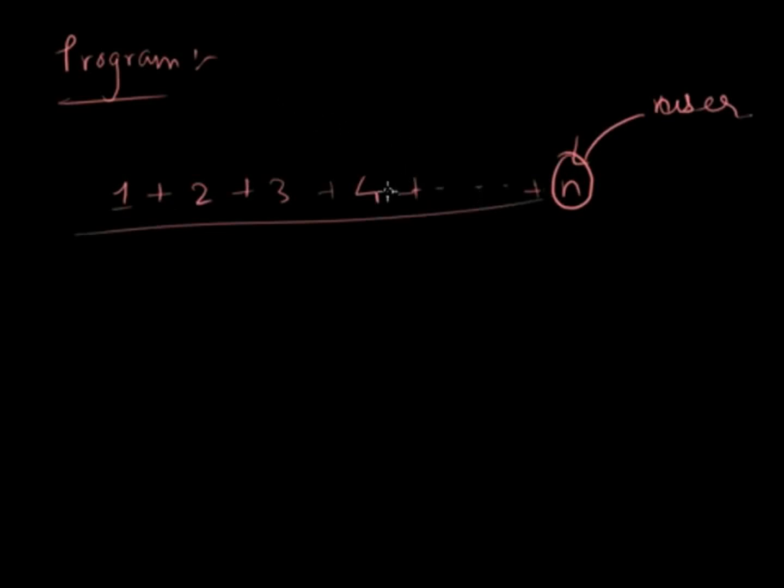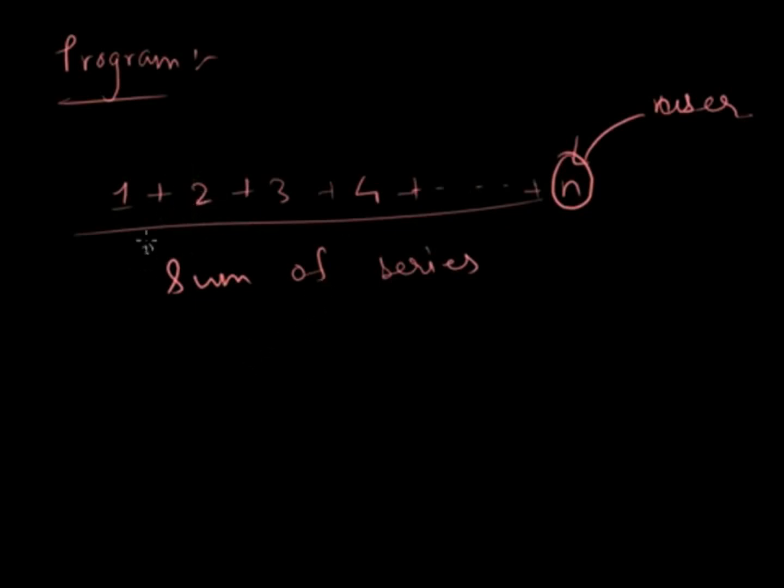This is called a linear series, so sum of series. You have to calculate what would be the outcome if we add 1 plus 2 plus 3 plus 4. If n is 10, so 1 plus 2 plus 3 plus 4 plus 5 plus 6 plus 7 plus 8 plus 9 plus 10. So up to 10 terms you have to add.